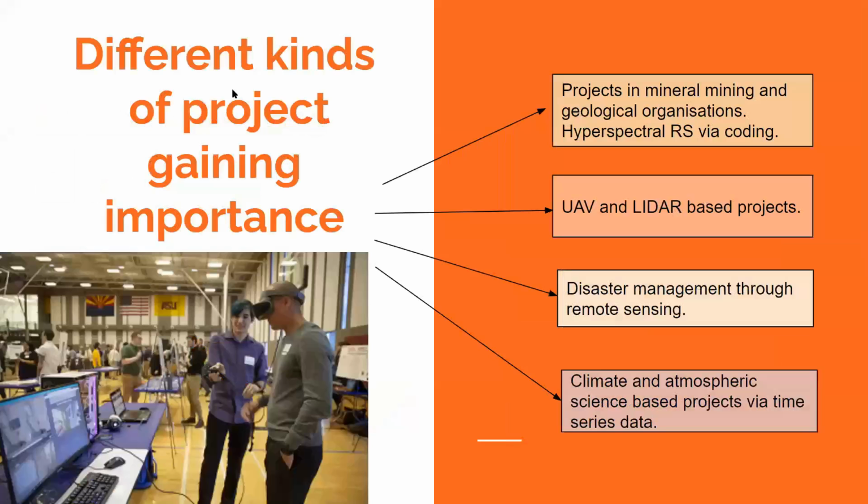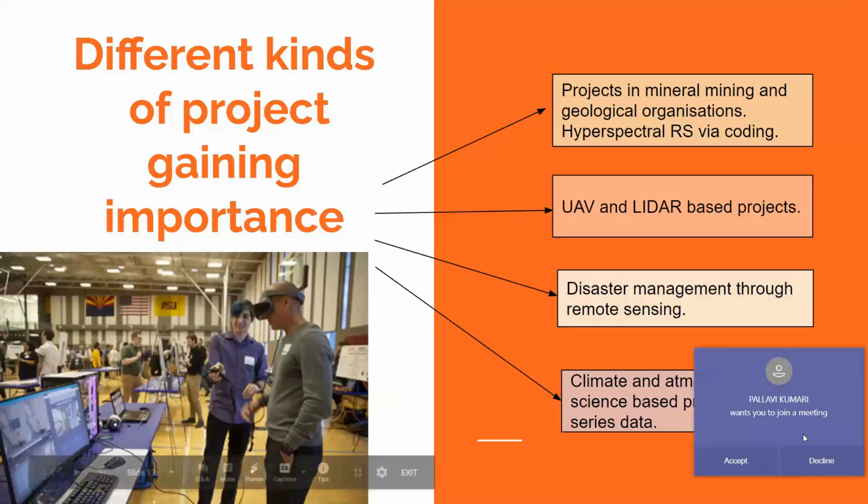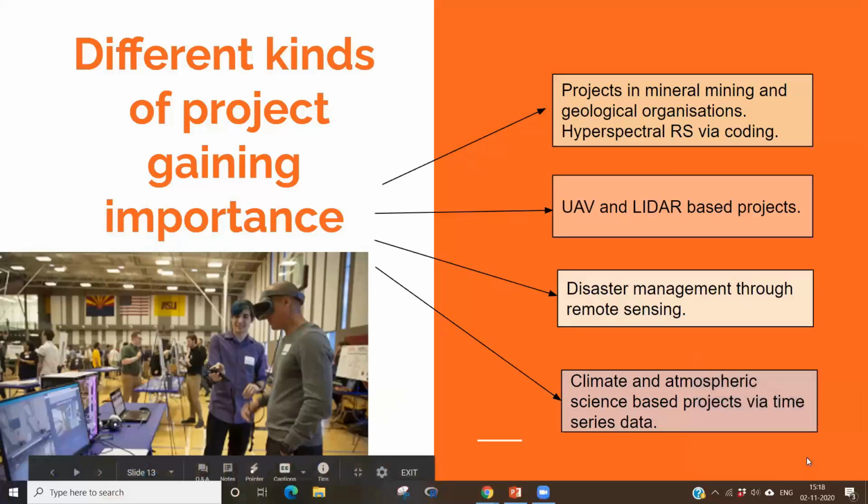Now, different kinds of projects that are gaining importance among students. Projects in mineral mapping, and in various geological organizations, internships are also organized, like GSI and the Mineral Exploration Authority. The main thing increasing in mineral mapping is hyperspectral remote sensing. Earlier, we used to do hyperspectral remote sensing with software like ENVI, but today coding is helping a lot, with the use of Google Earth Engine also. We can do a lot.